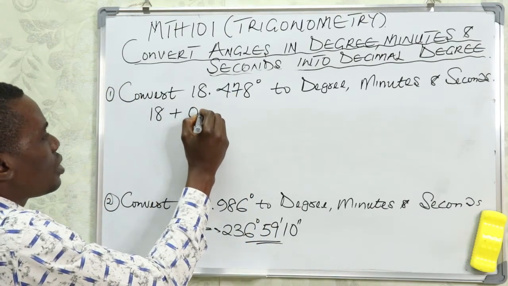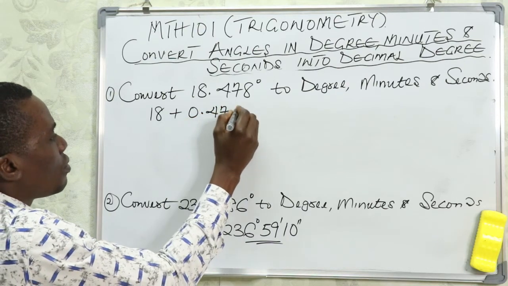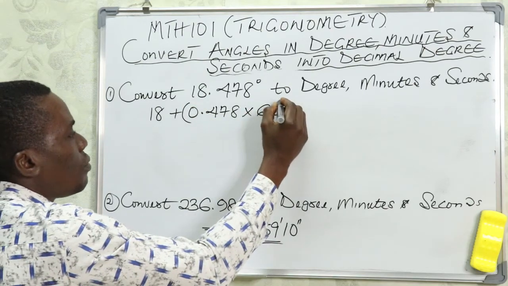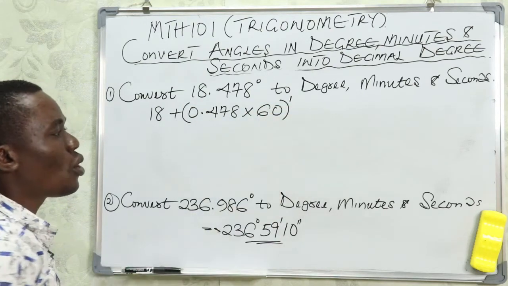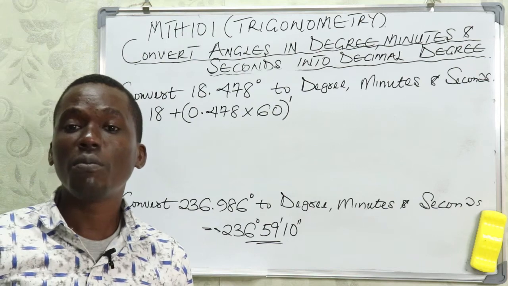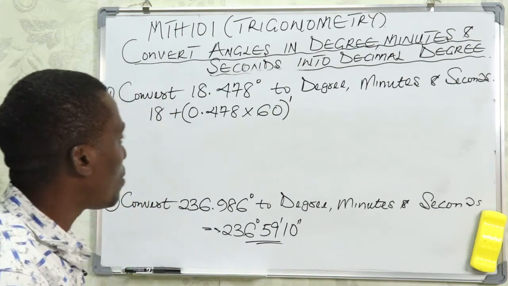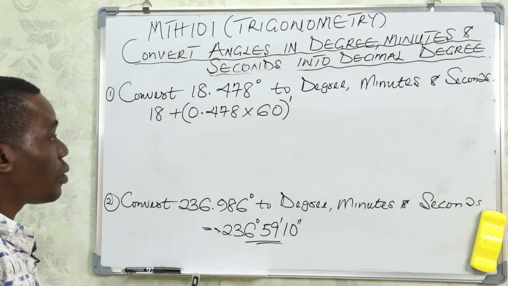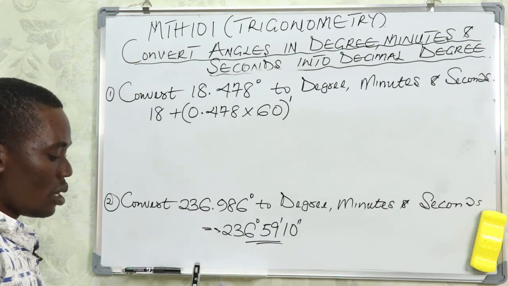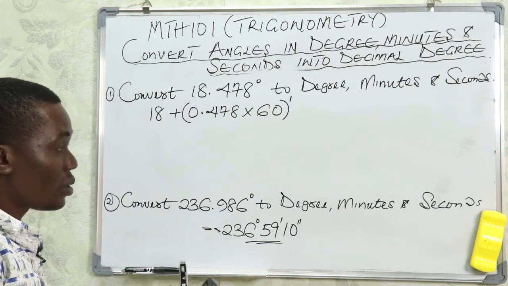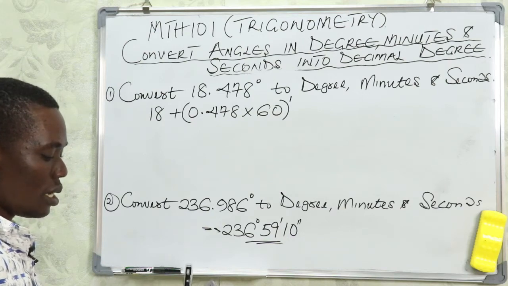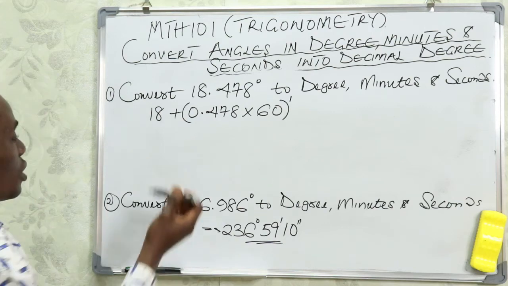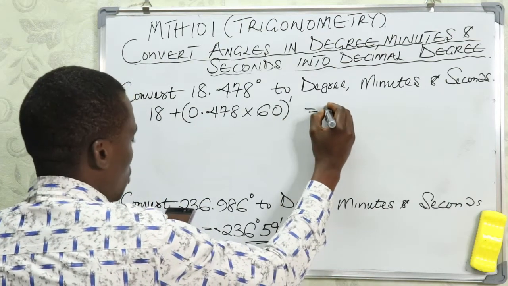So all you need to do is to take the decimal part, 18 plus 0.478, and multiply it by 60. If you multiply it by 60, you will be converting to the first minutes. Now let's multiply that. 0.478 times 60 will give us 28 point something.